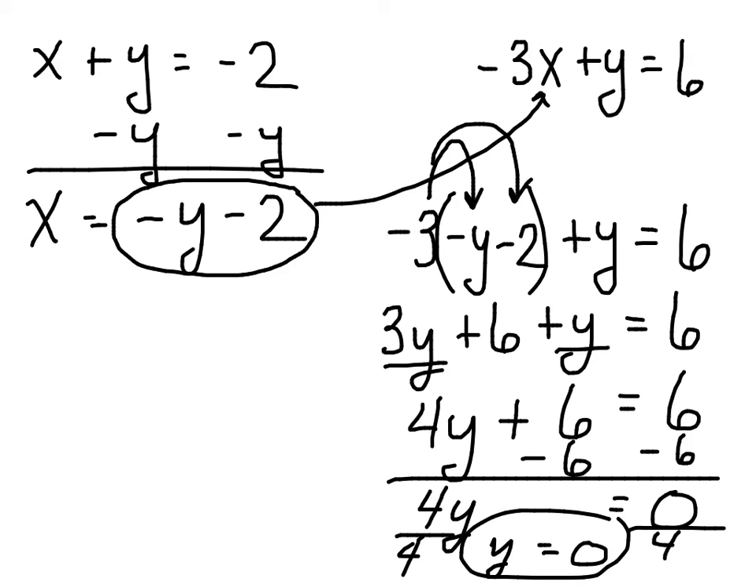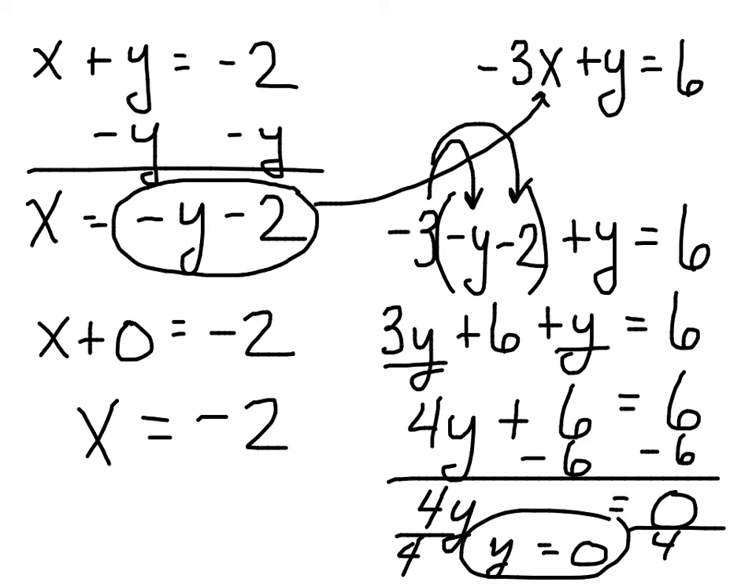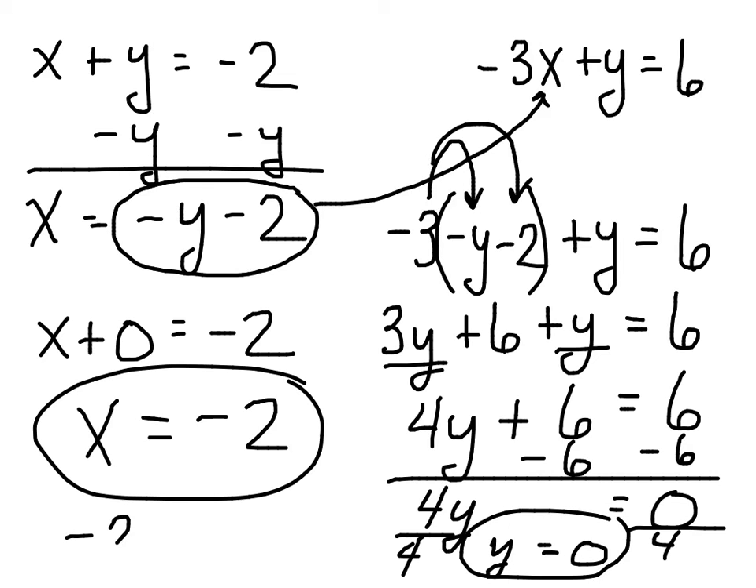Now, plug it back in. X plus 0 equals negative 2. What's x plus 0? Just x, right? Equals negative 2. So my final answer, again, is negative 2, 0.